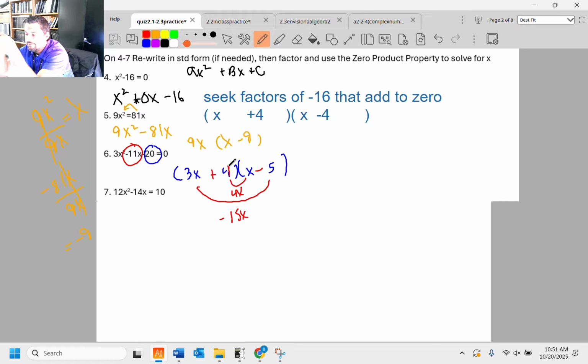All right, number 7, not in standard form. It has to be in standard form first. First thing we're going to do is move that 10 over. I'll probably show you 2 different ways of doing 7. Oh, me being a dummy, I've got to go back and do all these over. It says use the zero product property to solve for x. So after I finish 7, I'll go back through and we'll use the zero product property.